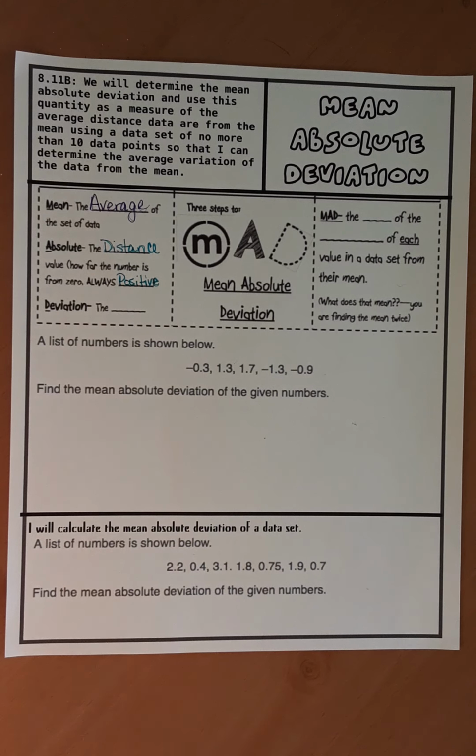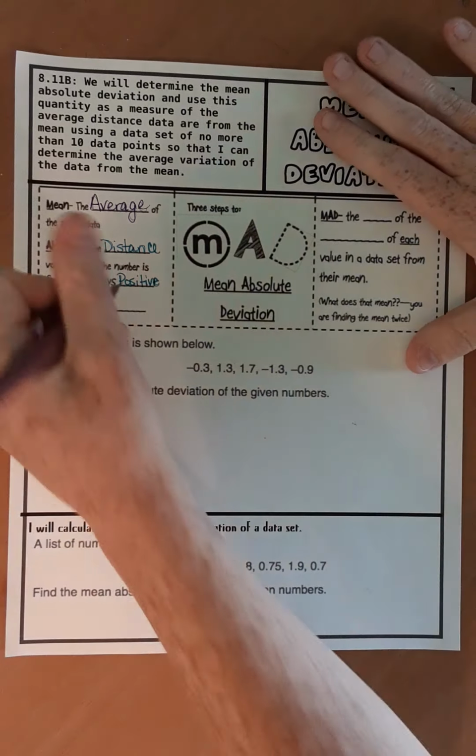And then deviation is just talking about the variation of the information. A deviation is just the difference, how a set of data differs from the rest of the information within that data. So this is just the variation.